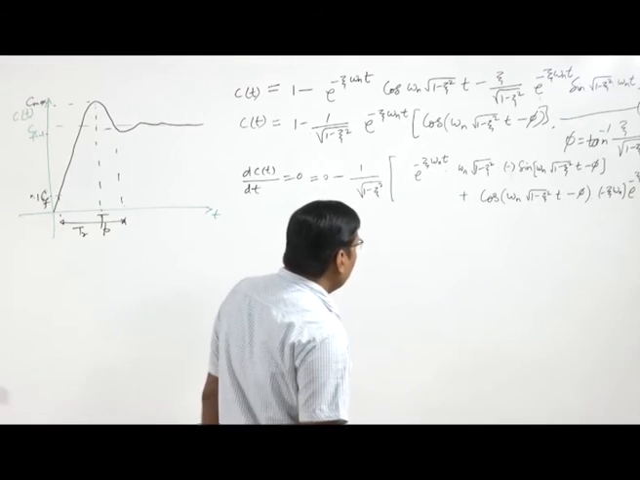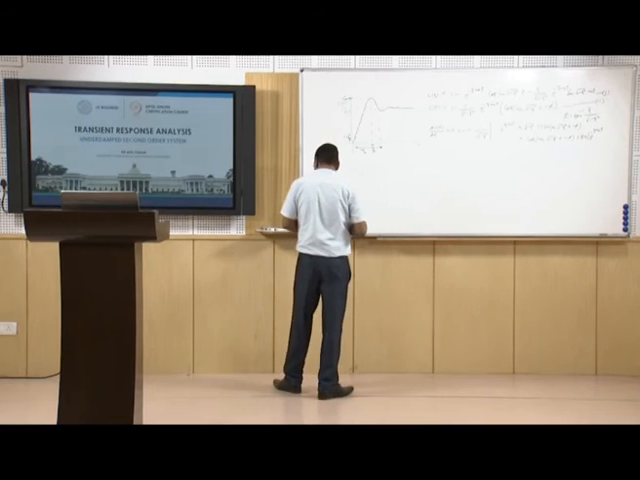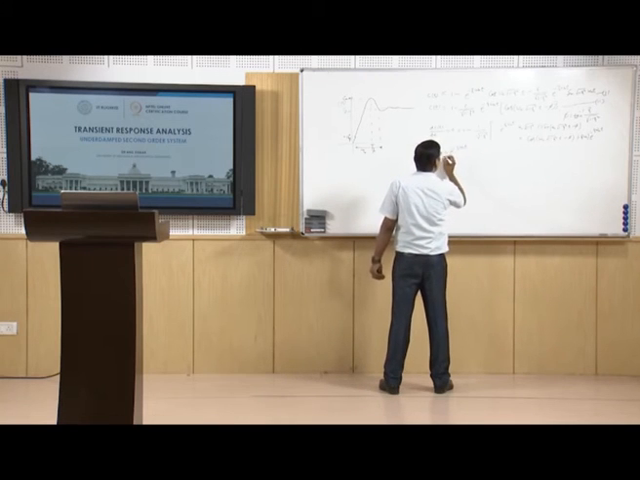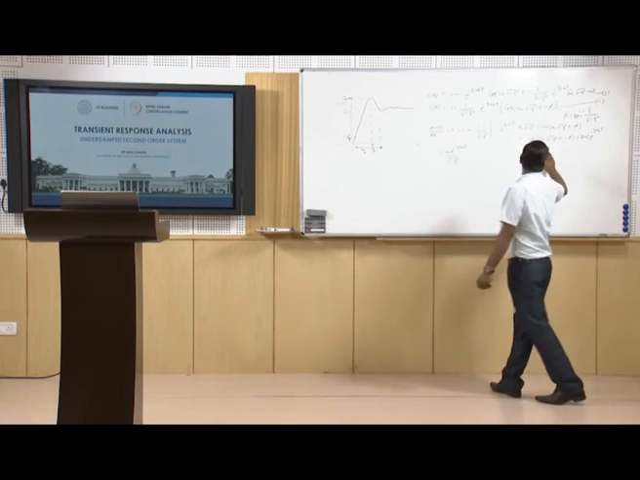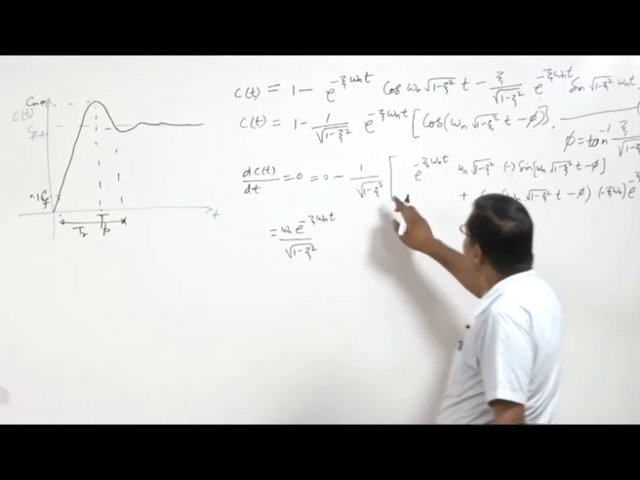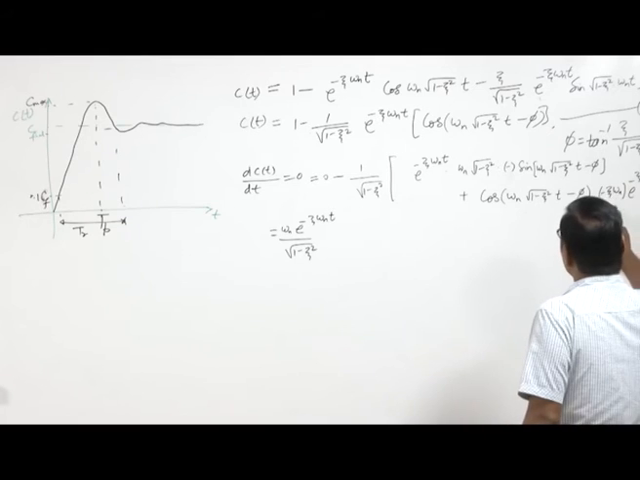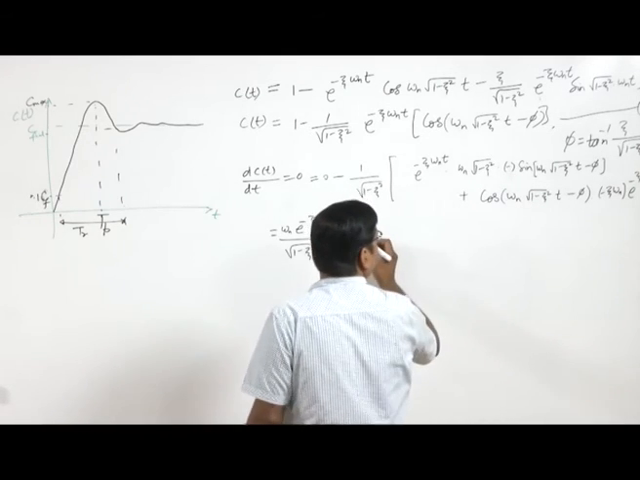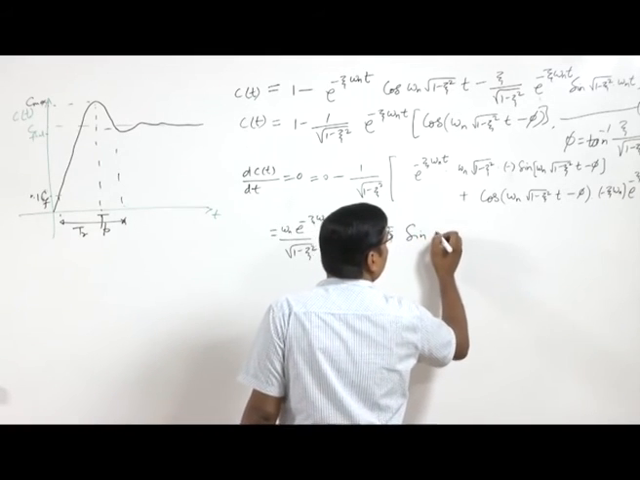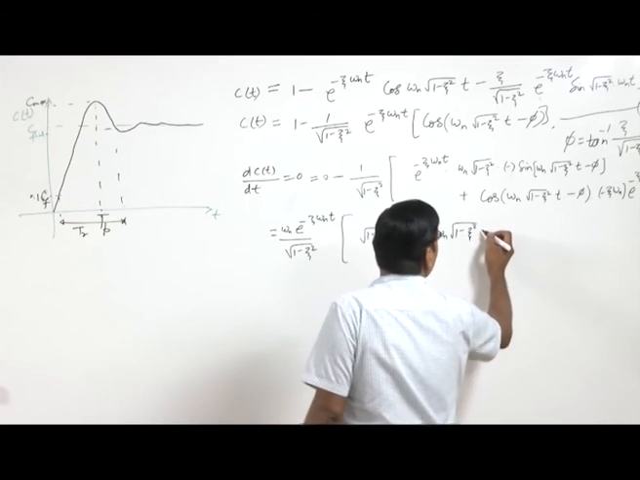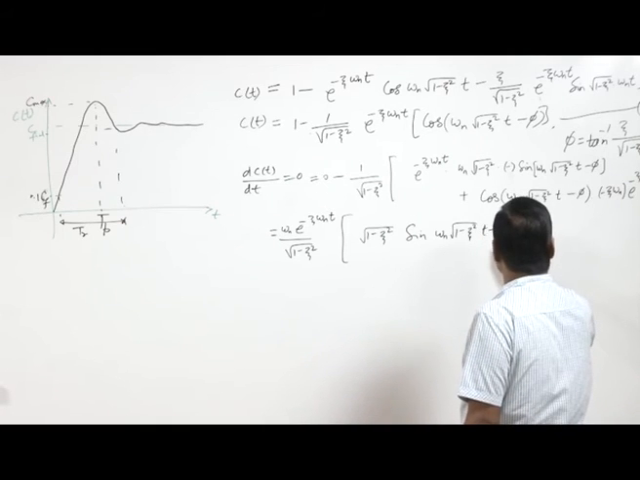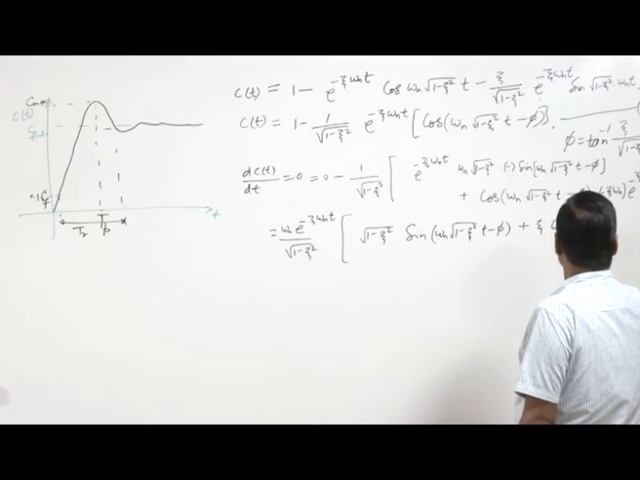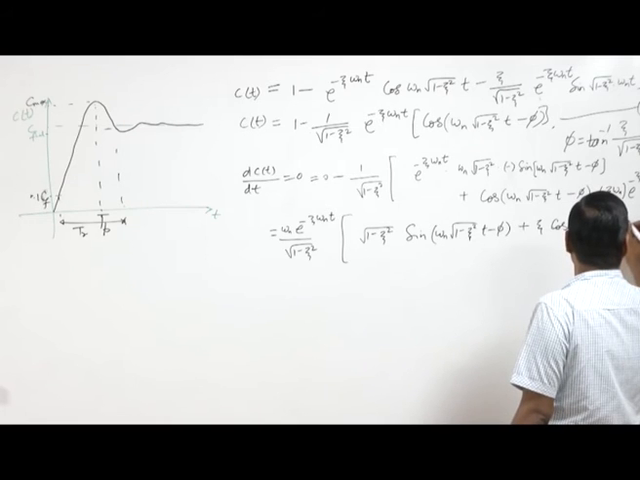So now we can write it equal to e power minus zeta omega n t into omega n by root 1 minus zeta square. Here we can take out the minus, as well as this omega n. So what will remain is root 1 minus zeta square into sin(omega n root 1 minus zeta square t minus phi) plus zeta cos(omega n root 1 minus zeta square t minus phi).